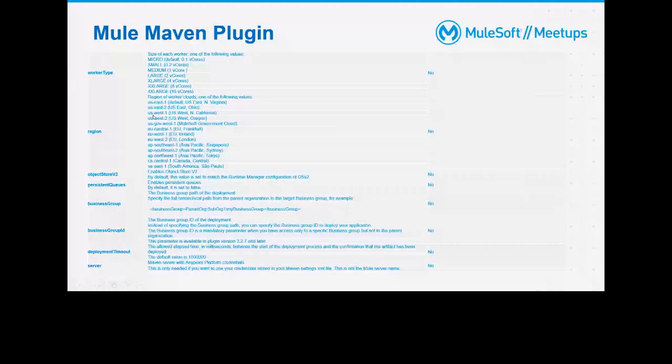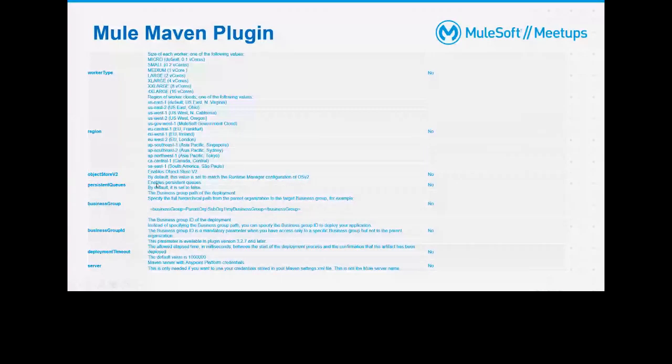Then region. By default, the region is not mandatory. US East 1 is the default region where your application will be deployed. Otherwise, if you want to deploy your application in any specific region, you can pass this parameter. Object Store v2: it's not mandatory if your organization supports both Object Store version 1 and version 2, in that case you don't have to pass it. If it doesn't, you have to pass objectStoreV2 equals true.